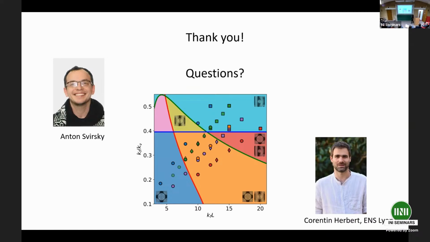Yeah, I think the boundary that I discussed with you was this blue one, and here there are these squares which tell you that these are the jets. There are some points which are not exactly on this boundary, but more or less this agrees with what we expect. So with this, I will finish, and thank you for your attention.